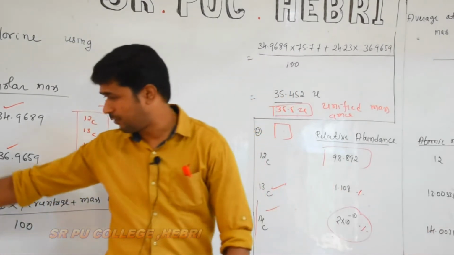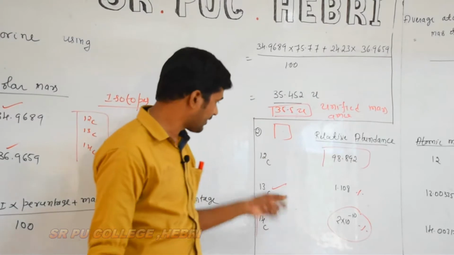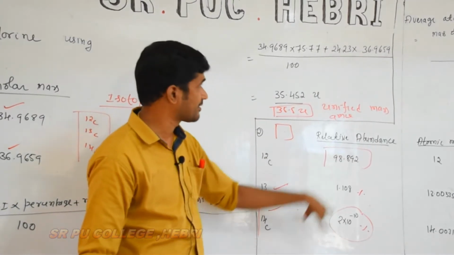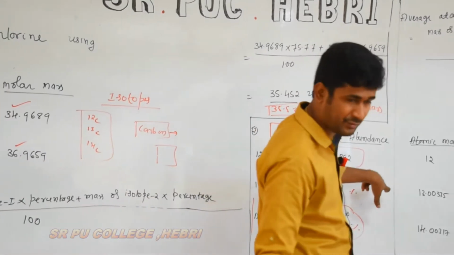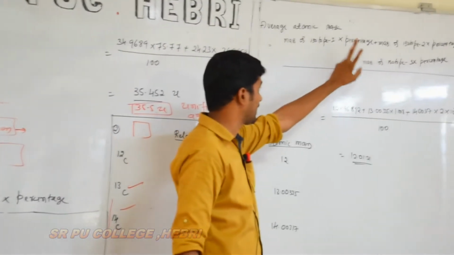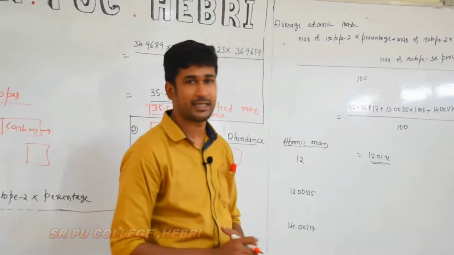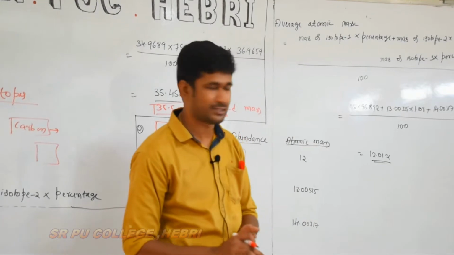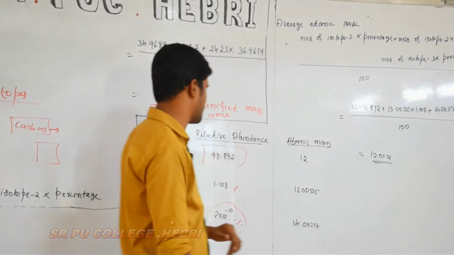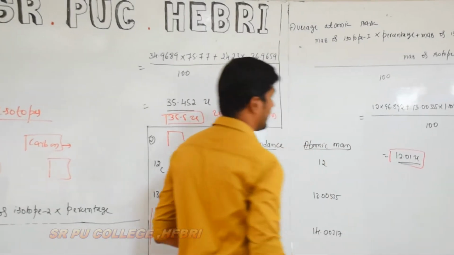I have written the formula. In your exam, you have to write the formula separately, and after writing the formula, you substitute these values in the equation. Here I have three isotopes: mass of isotope 1 into its percentage, plus mass of isotope 2 into its percentage, plus mass of isotope 3 into its percentage, divided by 100. Understood? It is a simple substitution. If you simplify, you will get the answer as 12.01 unified mass.